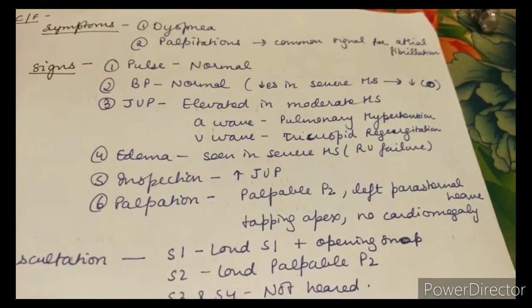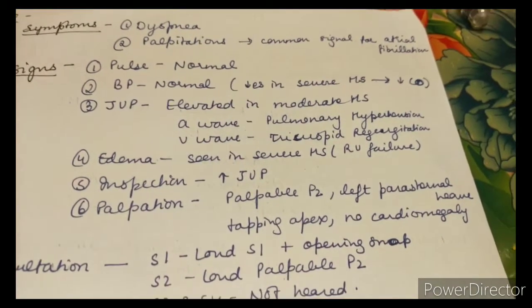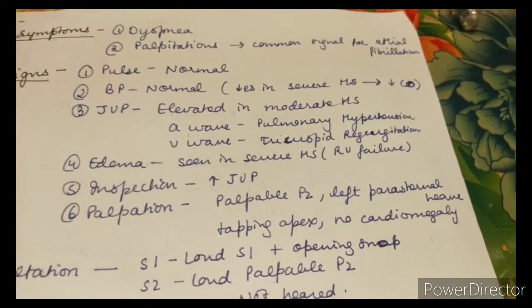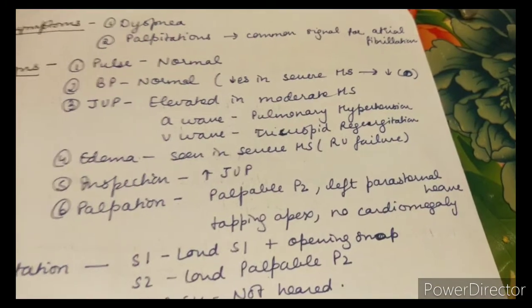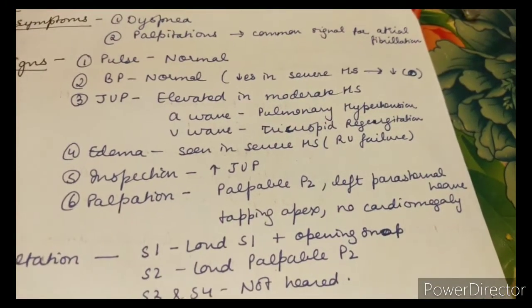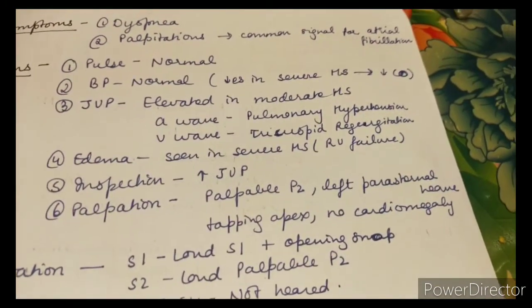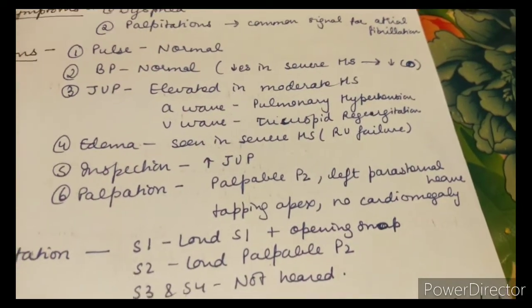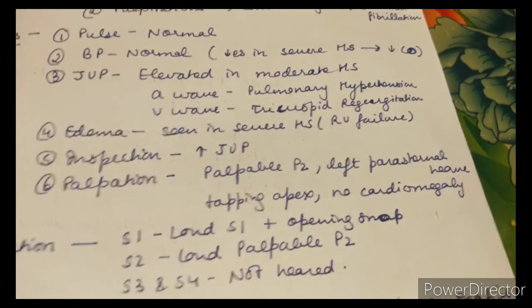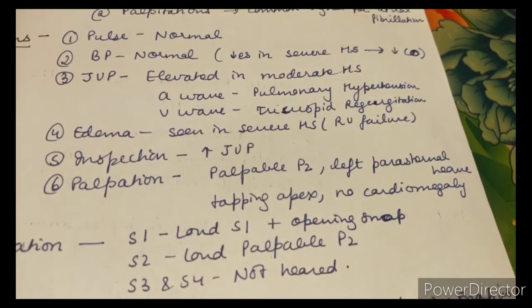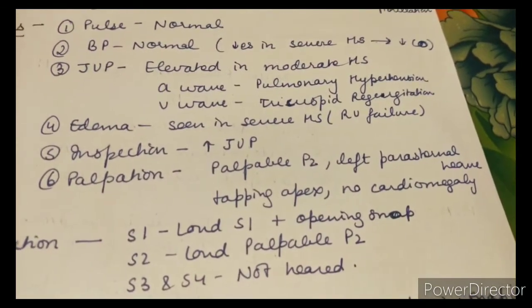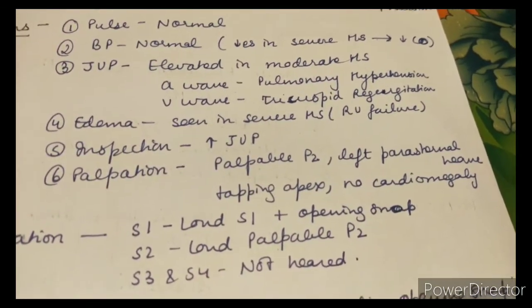So here the signs, if you see the pulse is normal. If it is atrial fibrillation, then the pulse can be irregular, otherwise it is normal. BP is normal. It decreases in severe MS due to decrease in cardiac output. JVP is elevated in moderate MS. There can be found an A wave due to pulmonary hypertension and a V wave due to tricuspid regurgitation.